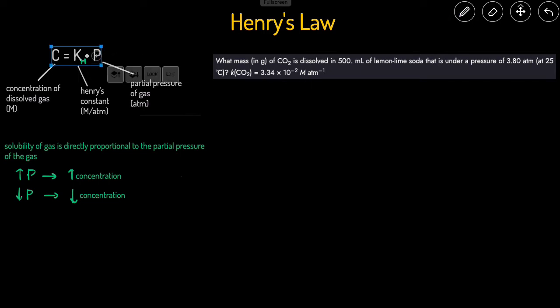Well, let's again start with Henry's law and think about what we already have. So we're given the Henry's constant over here. We're also given the partial pressure right here. So we multiply these two, then we can get the concentration, the molarity. And from molarity, we can figure out the number of grams. Let's start by solving for the molarity.